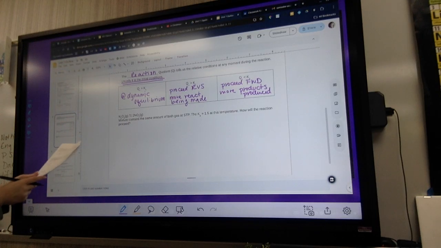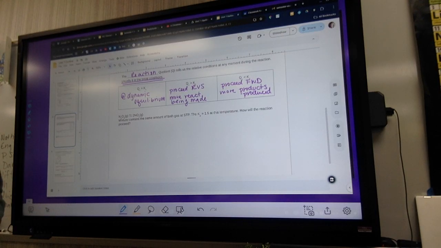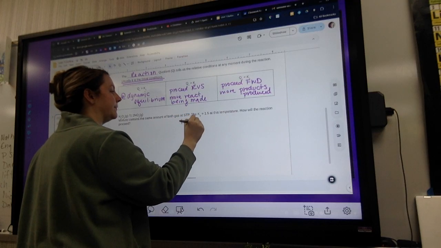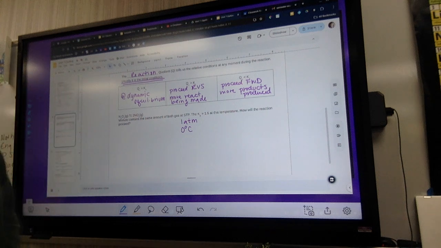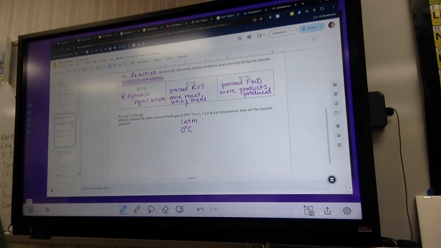All right, so let's practice. A mixture contains the same amount of both gases at standard temperature and pressure. What's standard temperature and pressure? 1 atmosphere, 0 degrees Celsius. Yes. Remember, temperatures are relevant, right? So it tells us that the Kp is 1.5. So we need to find in this situation, how is the reaction going to proceed?